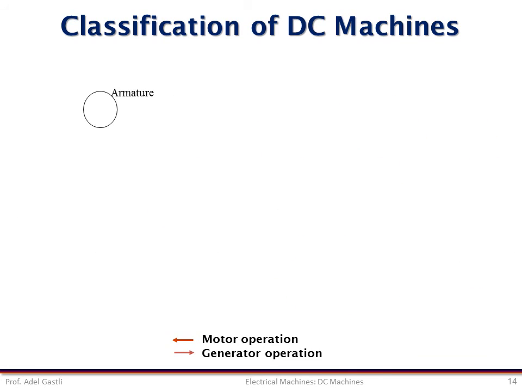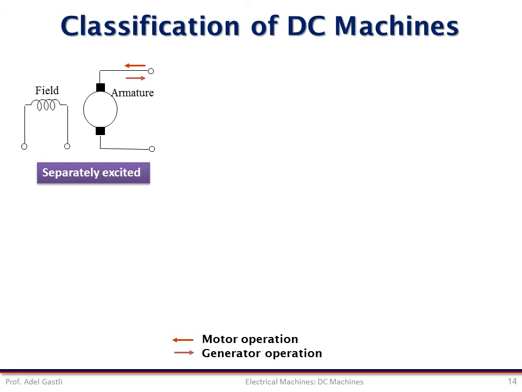A DC machine can be represented by an equivalent circuit consisting of a circular armature with two brushes on top of it and a connection to the DC source. The field winding is drawn on the horizontal axis perpendicular to the armature brush axis. So this is the equivalent circuit representation of a separately excited DC machine that can operate as a motor or as a generator depending on the flow of energy.